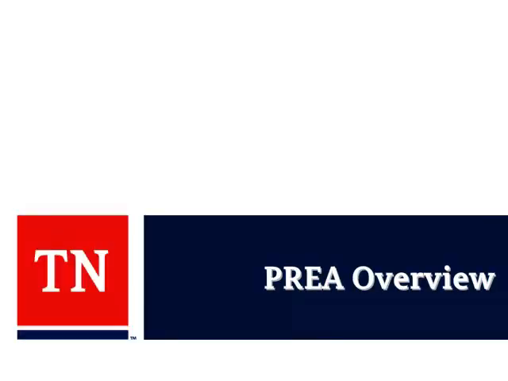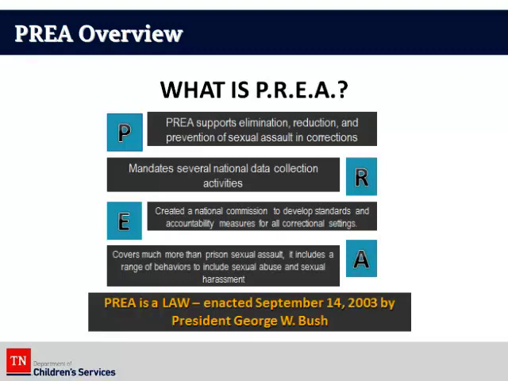PREA Overview. What is PREA? PREA is Public Law 108-79 that was signed by President Bush September 4, 2003. PREA supports the elimination, reduction, and prevention of sexual assault within the corrections system. It mandates several national data collection activities. It created a national commission to develop standards and accountability measures for all correctional settings. PREA covers much more than prison rape. It covers a range of behaviors to include rape, sexual abuse, and sexual harassment.